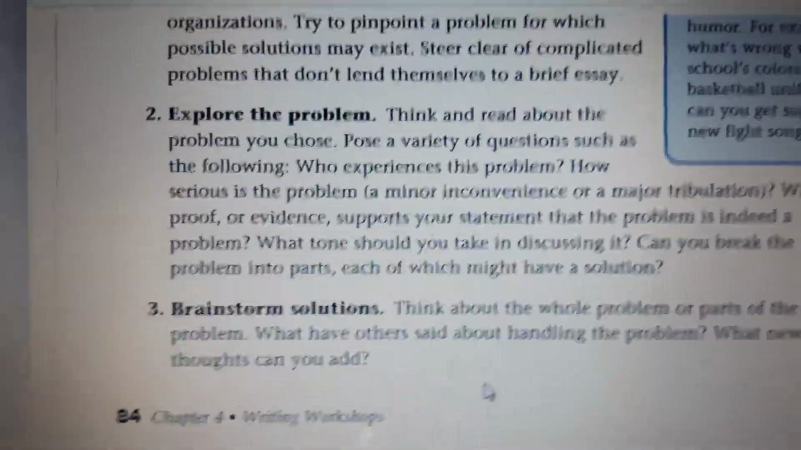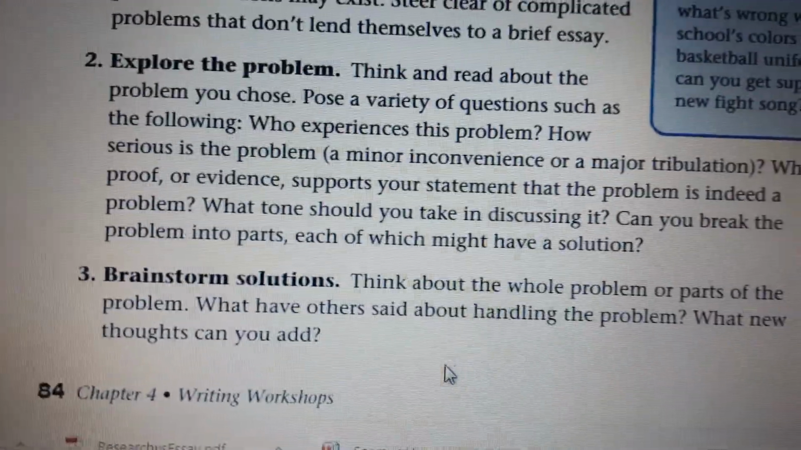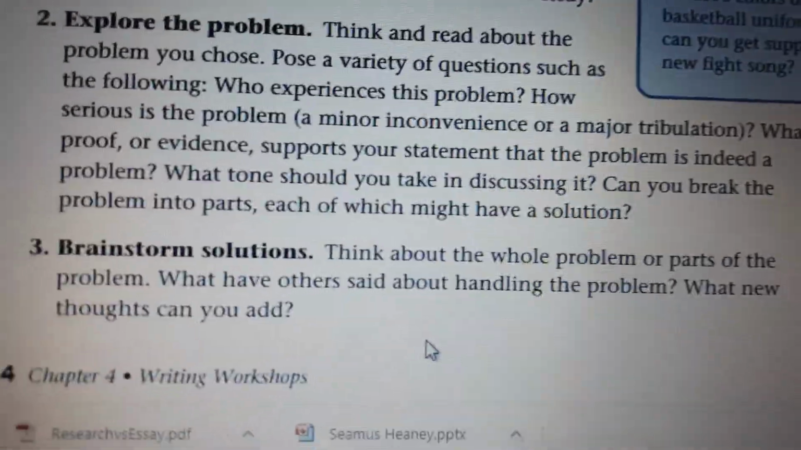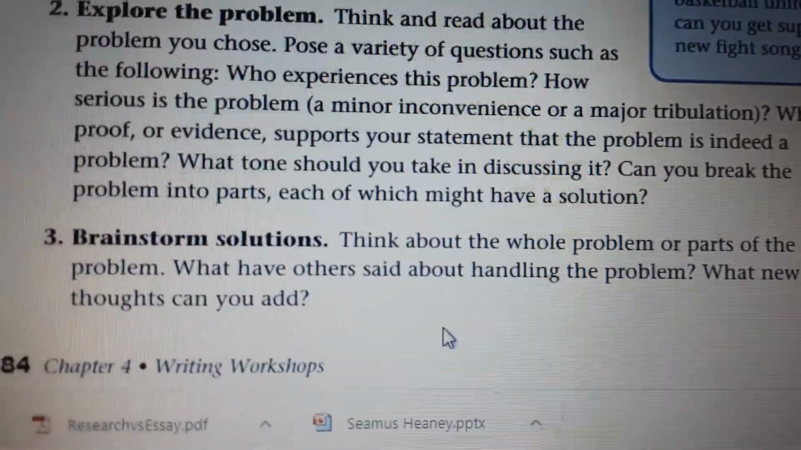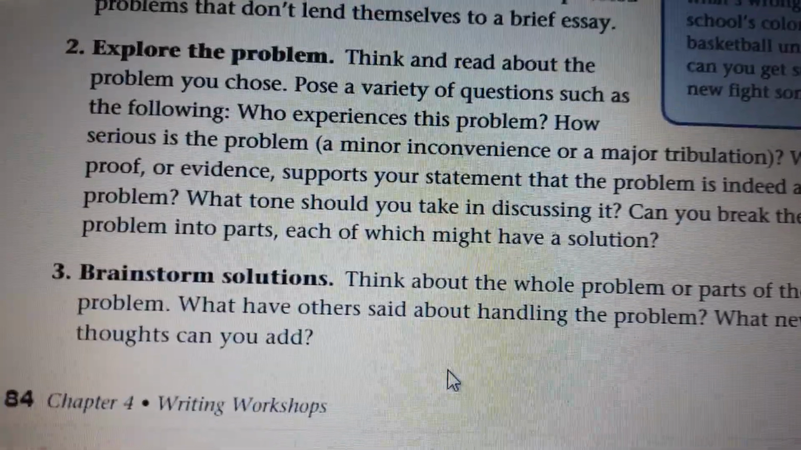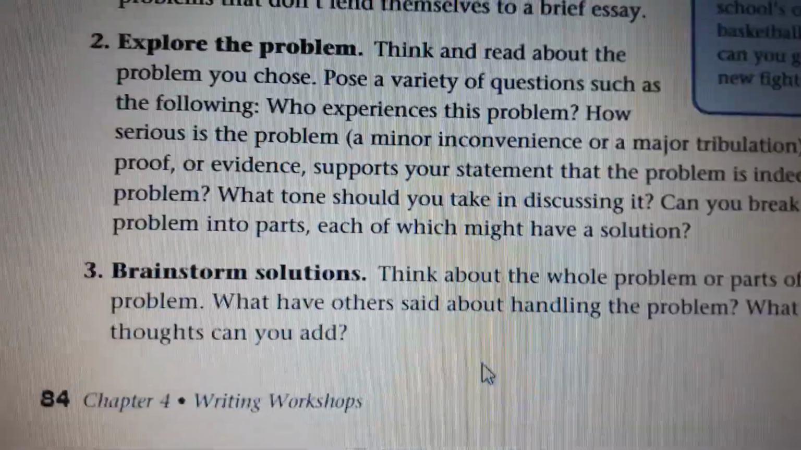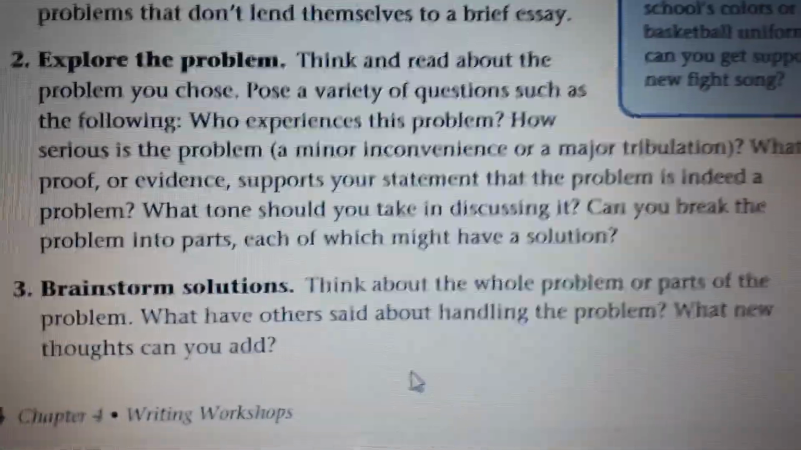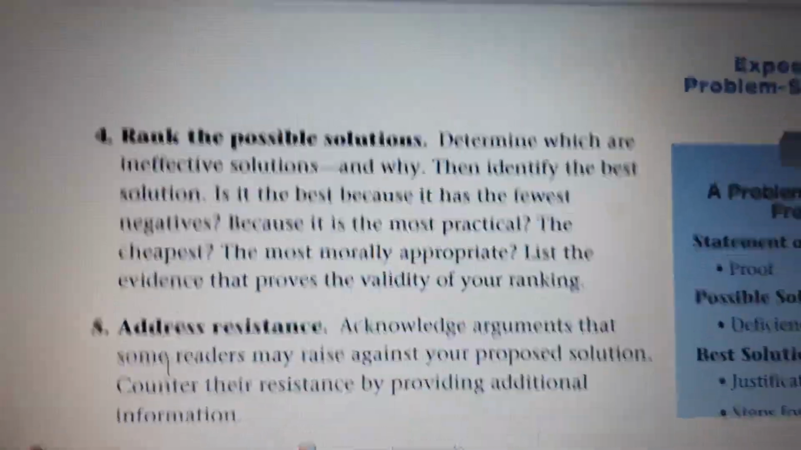Okay, so this is so important. I want you to think about this one, okay? Because we have to find solutions for the problem you have chosen. If you're not going to find solutions, you don't have to write about it, no? So the second thing: find a solution.